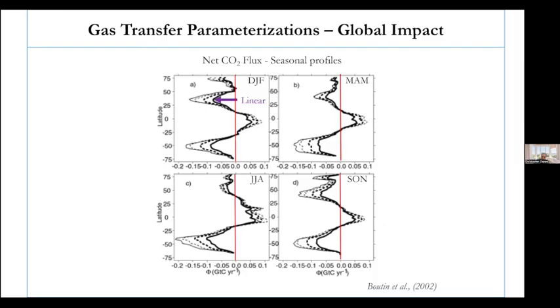So in the linear case, you have this curve of uptake, and if you go to quadratic, you have more uptake at those regions, and cubic, you have the most uptake, as you'd imagine. But which one of those is real? You can't really constrain that number very well if we don't understand this relationship of the rate of transfer with wind speed.